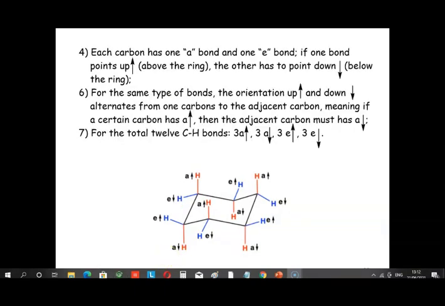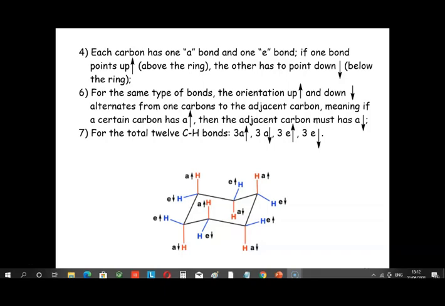Each carbon has one axial bond and one equatorial bond. If one bond points up, the other has to point down. Here, if the axial bond is pointing up, the equatorial bond is pointing down. Likewise, here the axial bond is pointing down and the equatorial is pointing up. Similarly, we can observe the same thing repeated at all the carbon atoms. For the same type of bonds, the orientation up and down alternates from one carbon to the adjacent carbon.